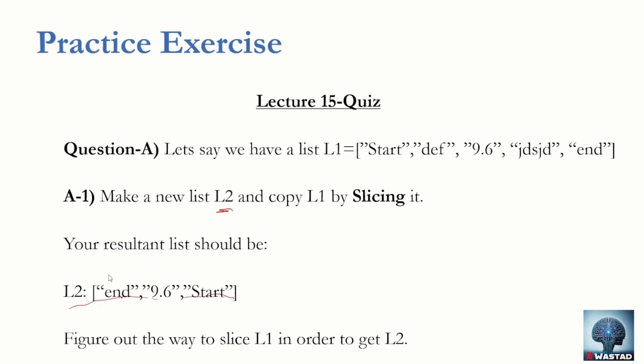It contains end, which is the last element of L1, right? And then it should contain 9.6, which is the element at index 2 of L1. And then it should contain start, the 0th element of L1. So figure out the way that you have to slice L1 so we can get L2. It's not difficult, it's pretty simple, and it's pretty cool actually. So try slicing, and then we'll discuss the solution in the next video. Thank you guys.